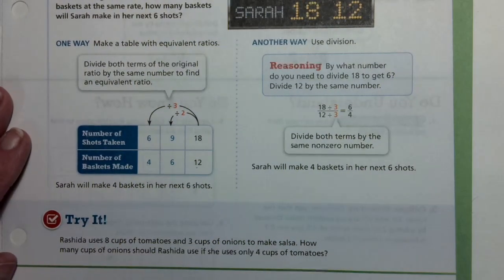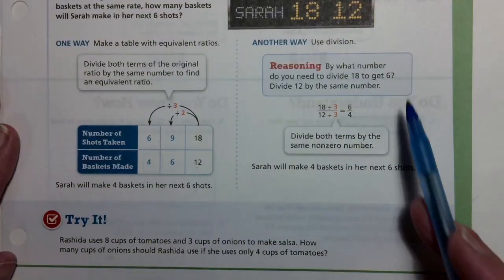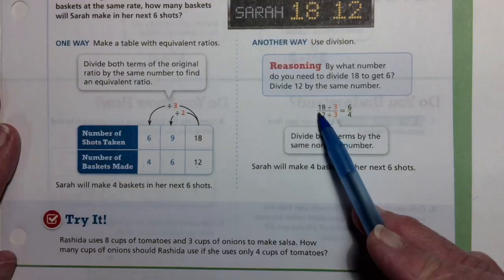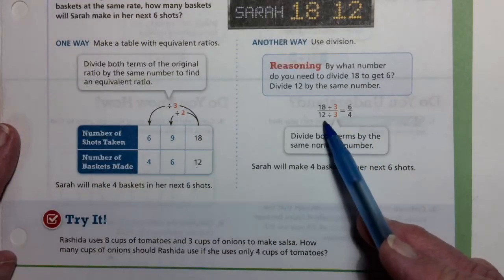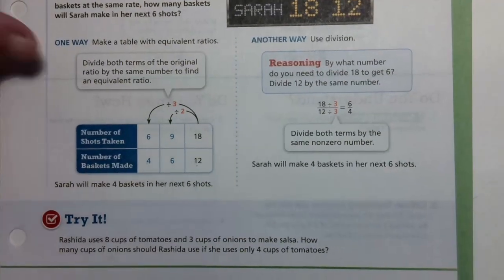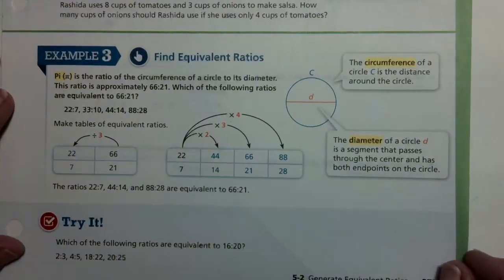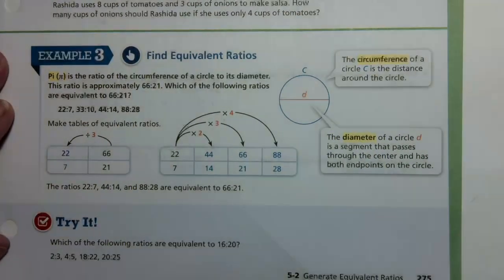Doing it another way, by what number do you need to divide 18 to get 6? Divide it by 3. So 18 divided by 3 is 6, and 12 divided by 3 is 4. Same thing. Why have we been working on our multiplication facts since the beginning of school? Because we use them a lot.